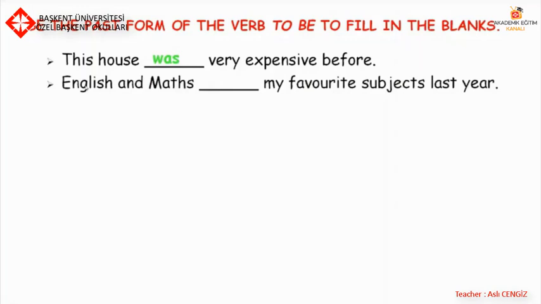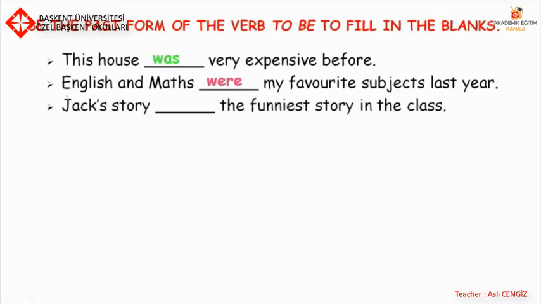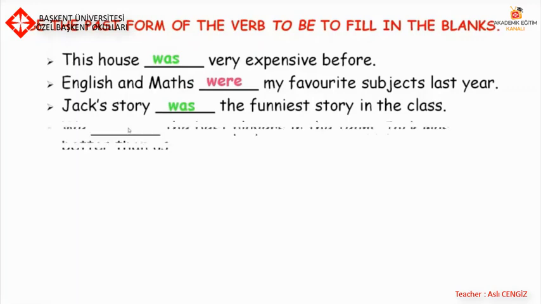Look at the second one. English and maths blank my favorite subjects last year. English and maths. Two things are mentioned here, so we have to use were. English and maths were my favorite subjects last year. Jack's story blank the funniest story in the class. Here, Jack's story is singular, so we have to use was here.